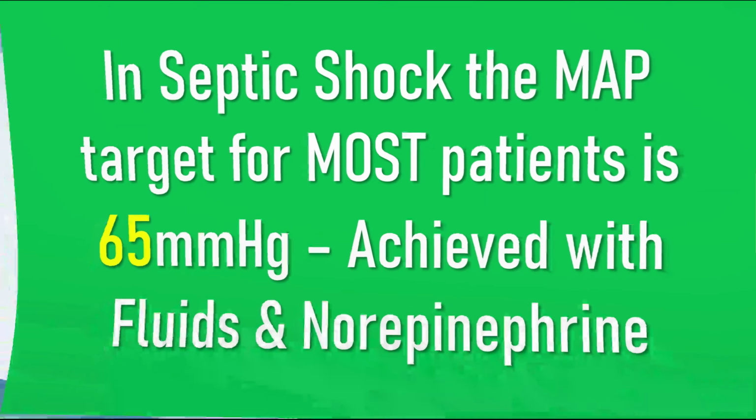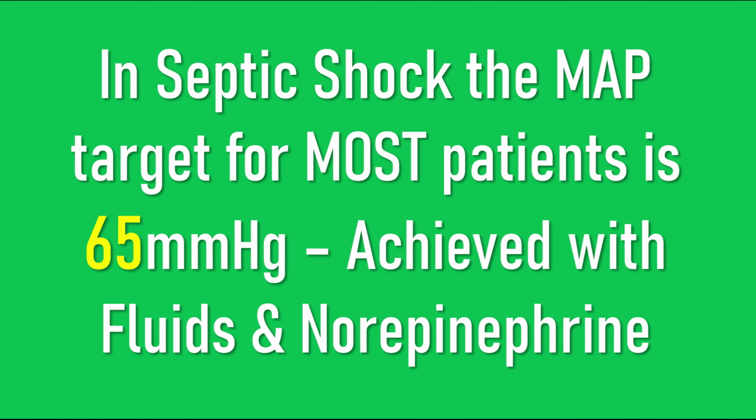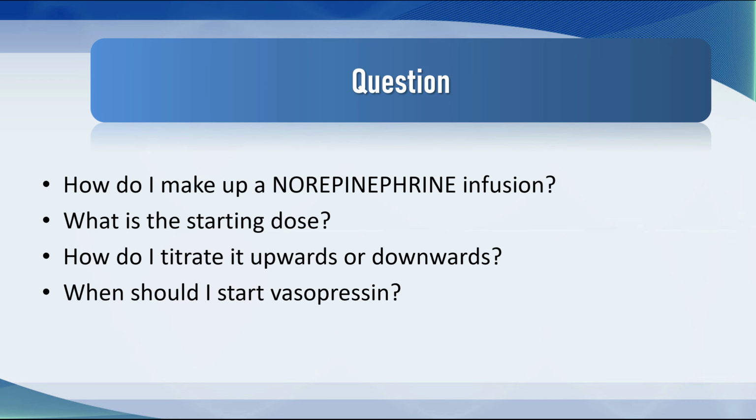In septic shock, the mean arterial pressure target for most patients is 65 millimeters of mercury, and this is usually achieved with a combination of intravenous fluids, isotonic fluids, and norepinephrine. The question here is, how do I make up a norepinephrine infusion? What is the starting dose? How do I titrate it upwards and downwards? And when should I start vasopressin?